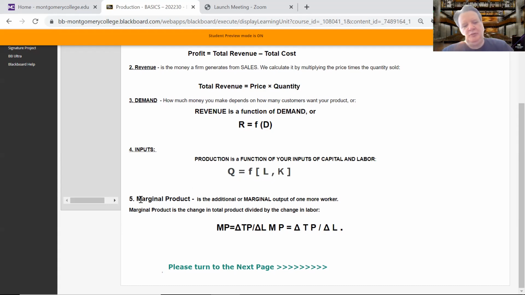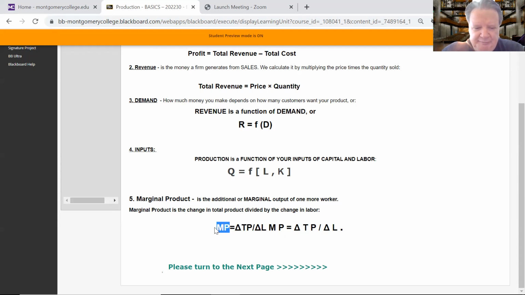Now we have another idea called marginal product. If you remember, marginal means extra. So your extra product is how much extra product you can get from each worker. Your marginal product is equal to the change in your total production divided by the change in labor. That's your marginal product of labor, which we call MPL. And you could also do MPK by seeing how much more product you get for each unit of capital.